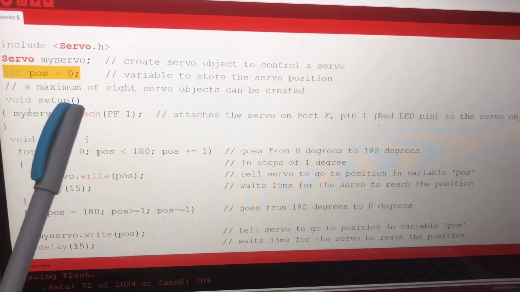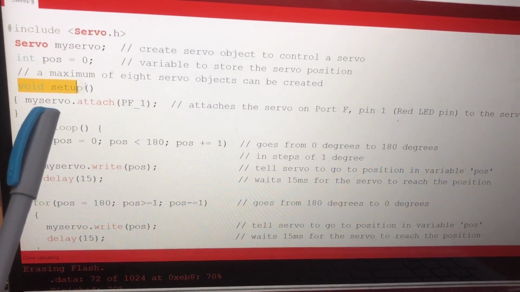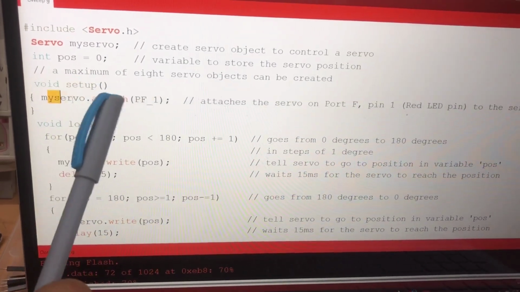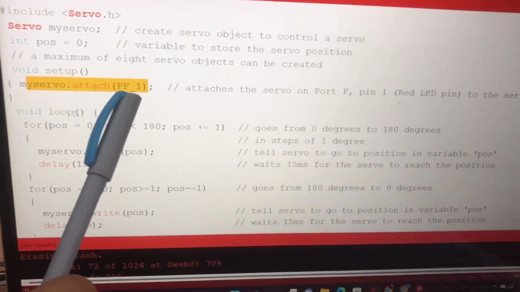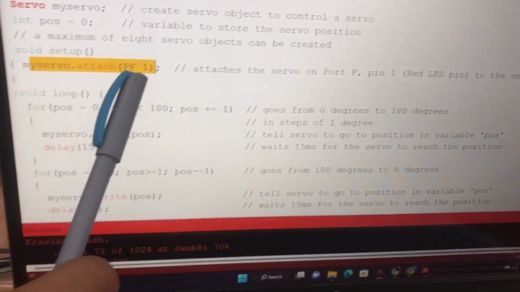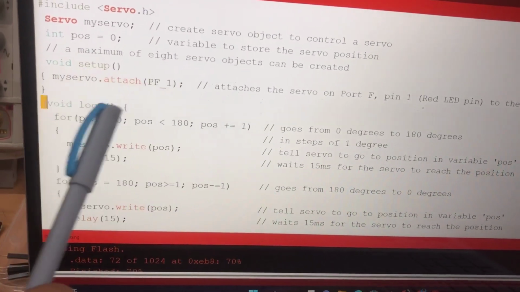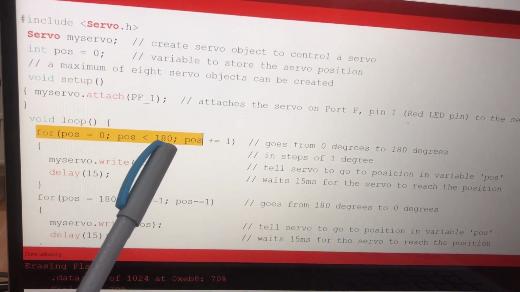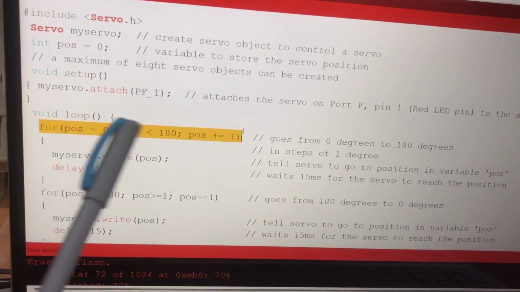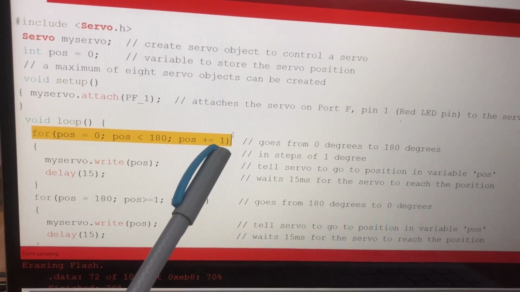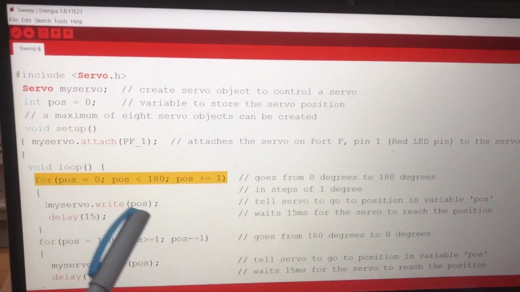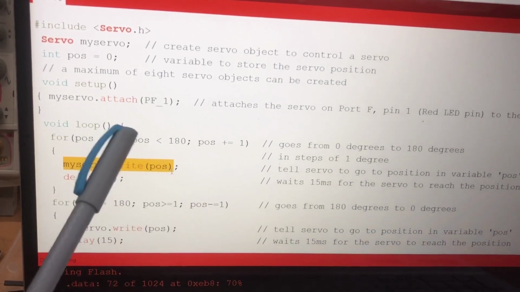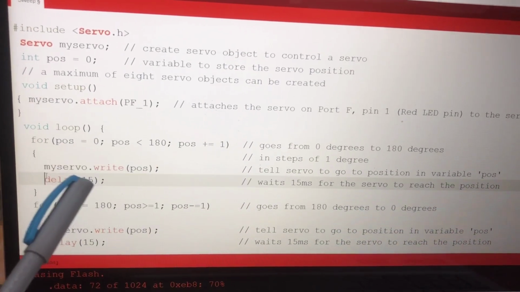As we all know, setup is something like void main, where we are initializing the myservo attach function to PF1, where PF1 is the PWM generation pin of the TIVA microcontroller. Then in the loop, the position goes from 0 to 180 degrees with a step angle of 1. So POS is 0 first, then 1, 2, 3, up to 180. The for loop continues with a delay of 15.